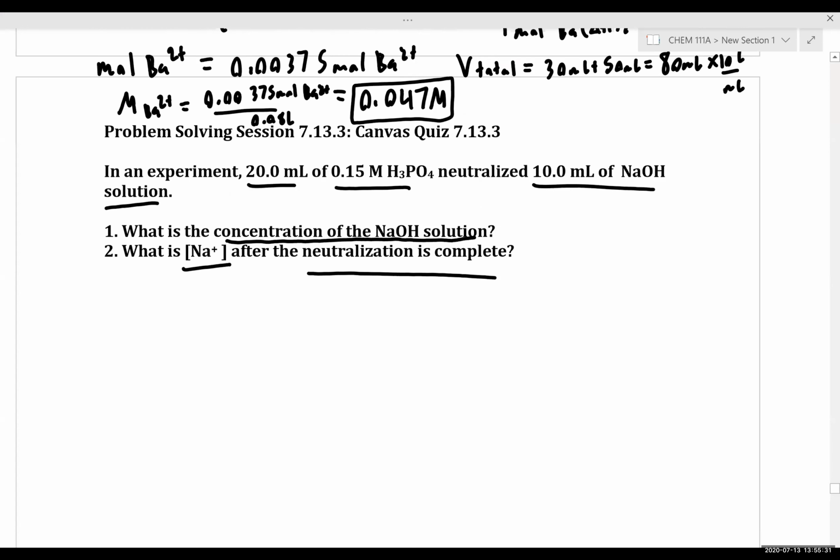Don't be shy to submit your responses for the proposed concentration of sodium hydroxide and the proposed concentration of sodium at the end of the reaction. Again, make sure you're paying attention to the stoichiometry. That's really critical for these titration problems. We'll discuss this example in about 5 minutes.